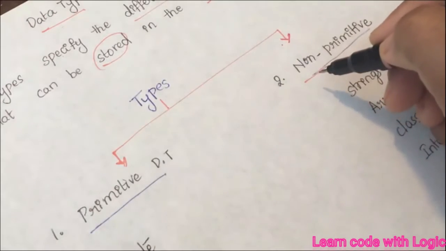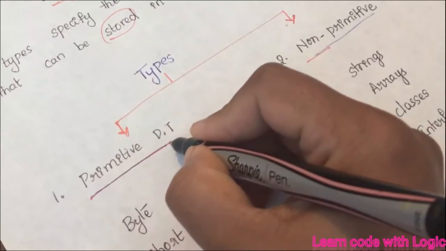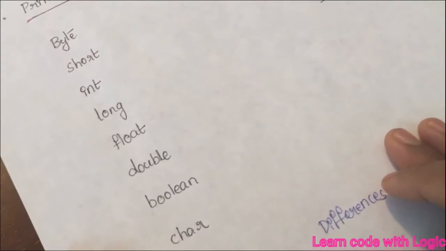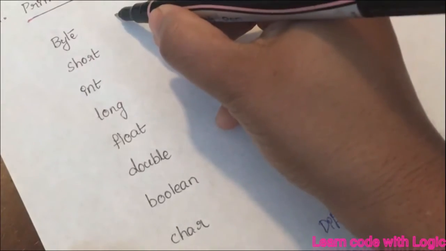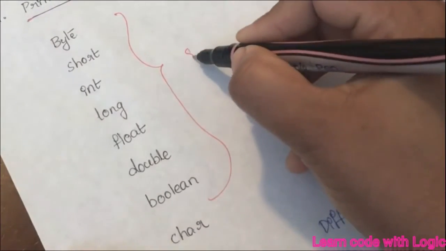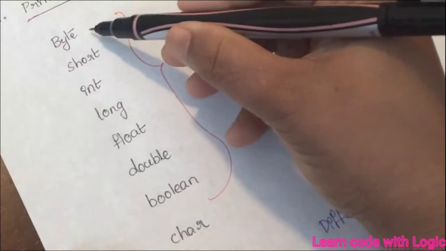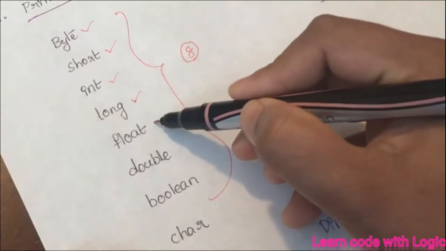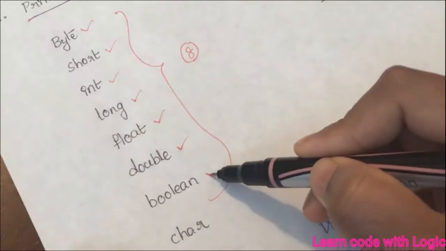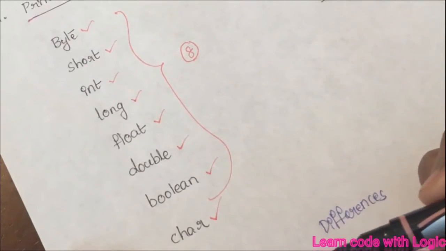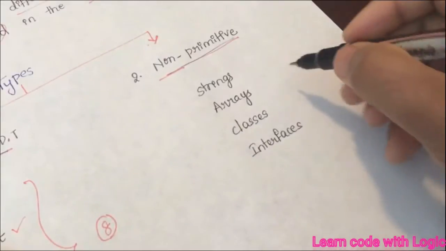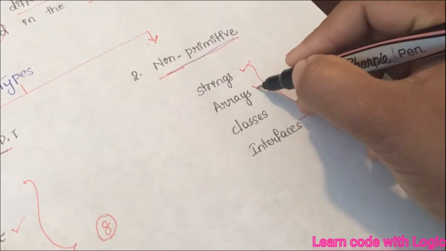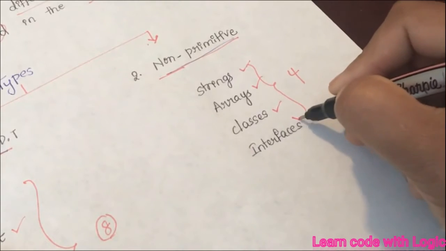Broadly we have two kinds of data types in Java. One is primitive data types, the other one is non-primitive data types. First let's look into the primitive data types. These 8 are primitive data types: byte, short, int meaning integer, long, float, double, boolean, char meaning character. There are 4 types of non-primitive data types: strings, arrays, classes and interfaces.